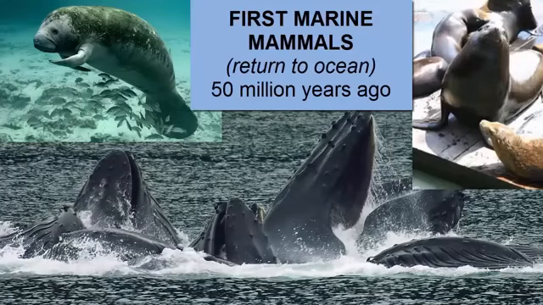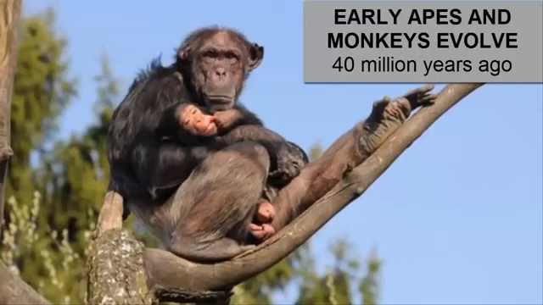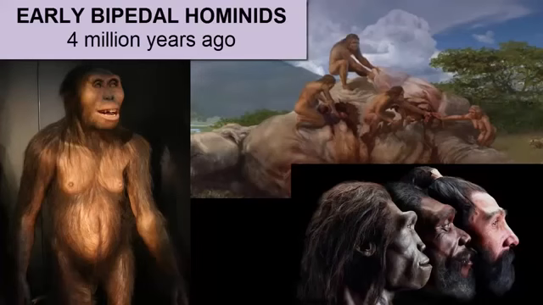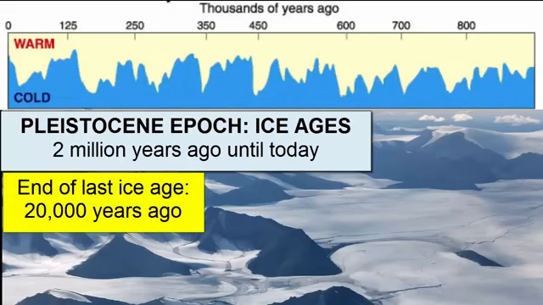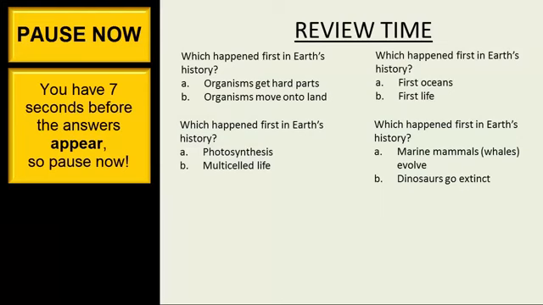50 million years ago, some land mammals returned to the ocean, evolving into whales, sea lions, seals, and other marine mammals. The earliest monkeys and apes evolved 40 million years ago, and the oldest evidence we have of early bipedal hominids is 4 million years ago. 2 million years ago, we began the period of cyclic ice ages that we are coming out of today. The last ice age ended only 20,000 years ago. Pause now.